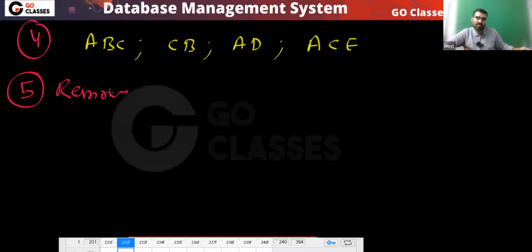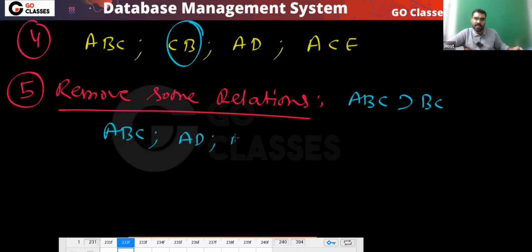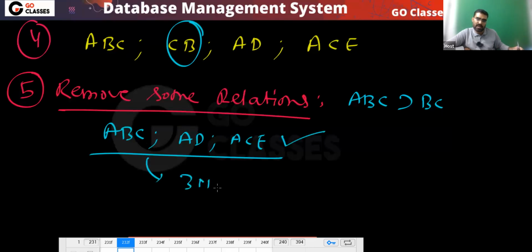Remove some relations. What are the relations that you can remove? I can remove this CB, because ABC is already a superset of CB. So CB can be removed. Your final answer will be ABC, AD, ACE. This is your 3NF decomposition.